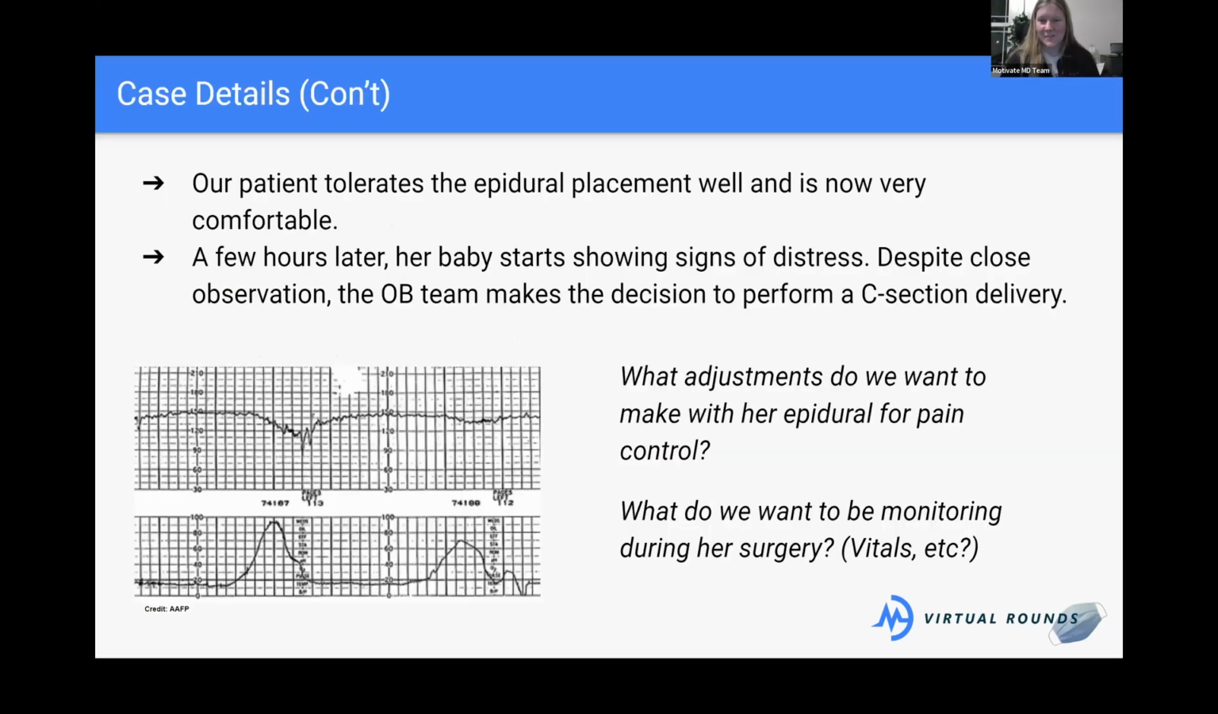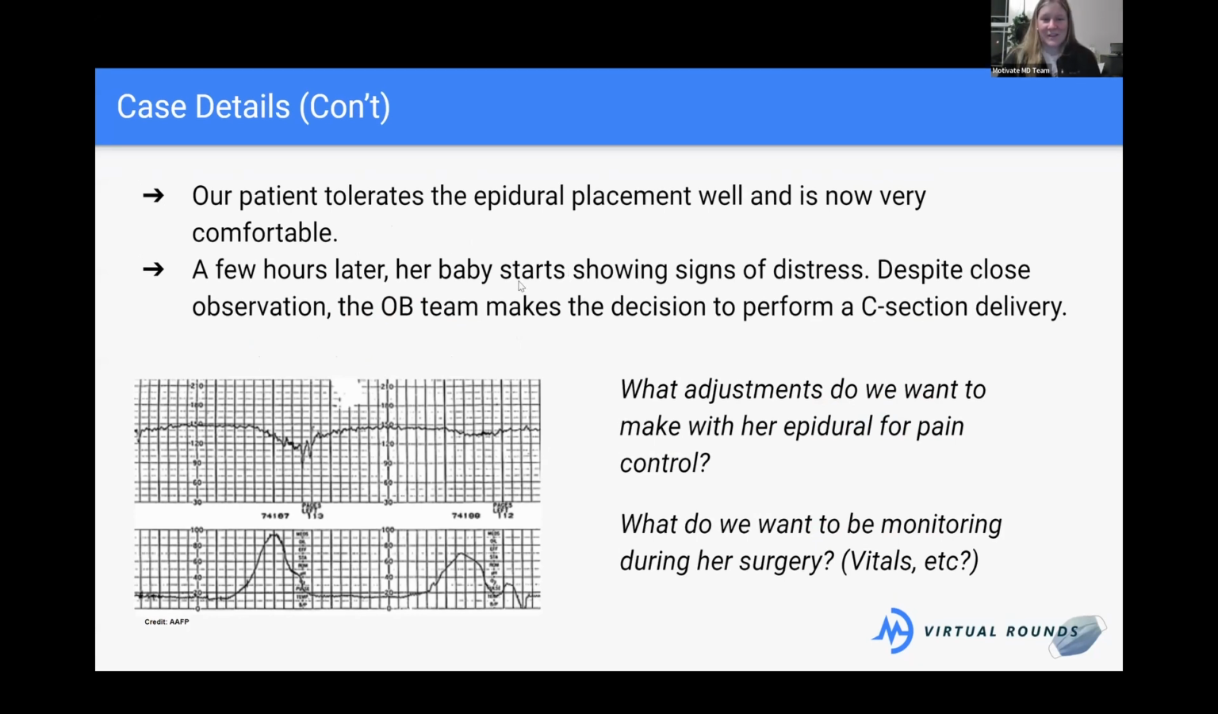Okay, so continuing on with our case, our patient does tolerate the epidural placement well, and she's very comfortable. However, a few hours later, her baby starts showing signs of distress. And despite close observation, the OB team makes the decision to perform a C-section delivery. So what adjustments would we want to make to her epidural for pain control? And what kind of vital signs would we want to be monitoring during her surgery?